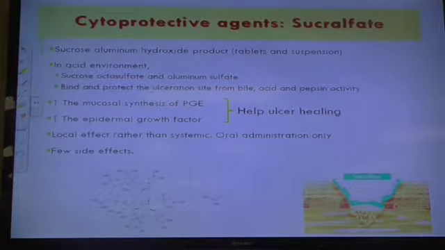That increases the level of epidermal growth factor and the mucosal synthesis of PGE. This increased production gets trapped in the GI ulcer area, because it cannot go to the stomach lumen. They just stay trapped in the ulcer, and the accumulated prostaglandin and epidermal growth factor help the ulcer heal more rapidly.